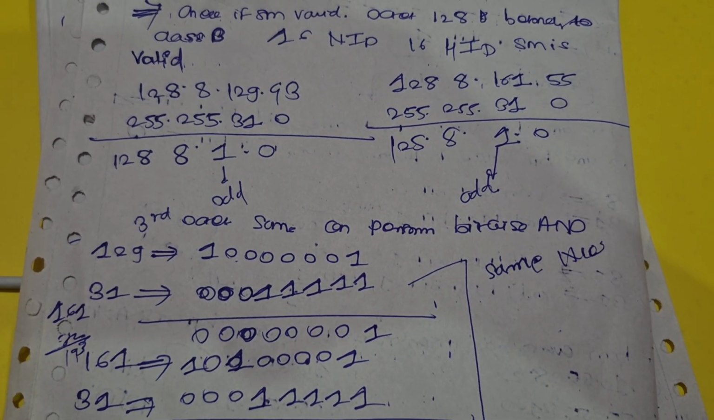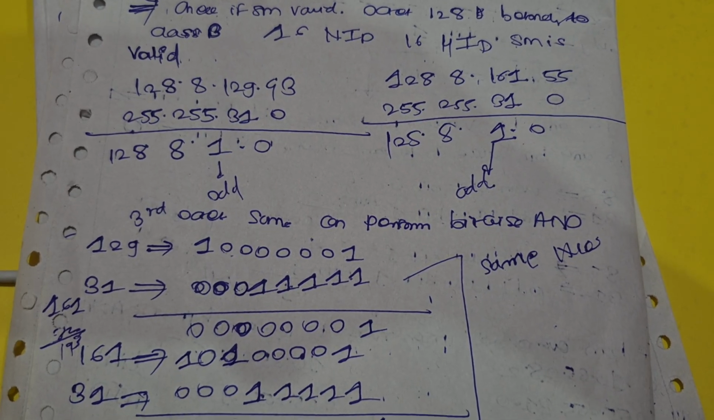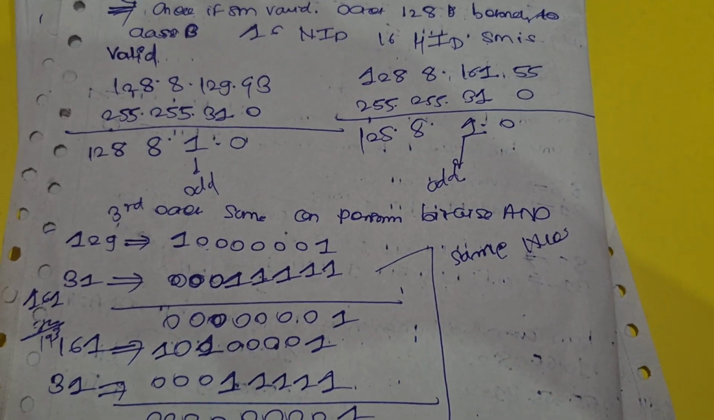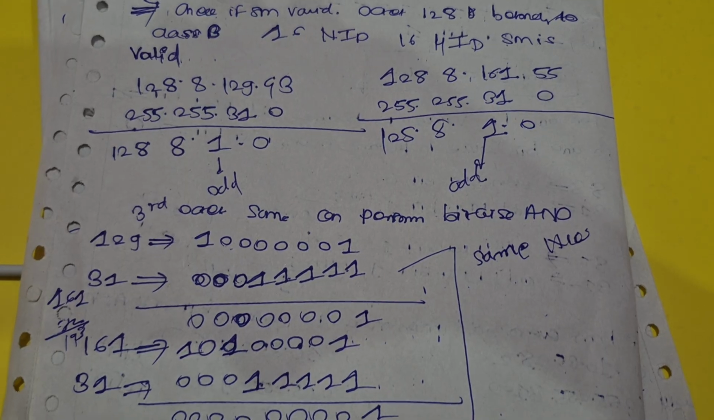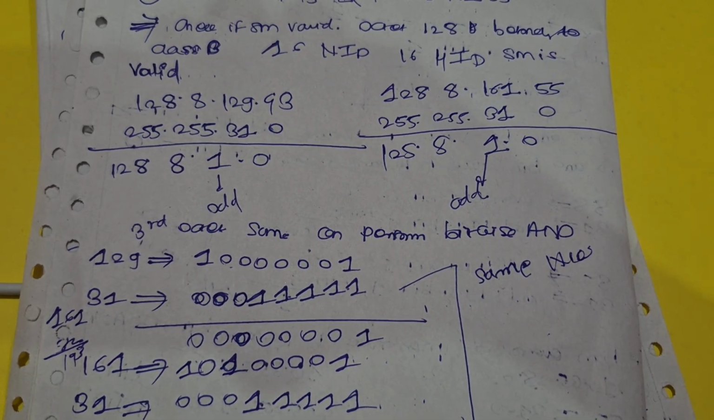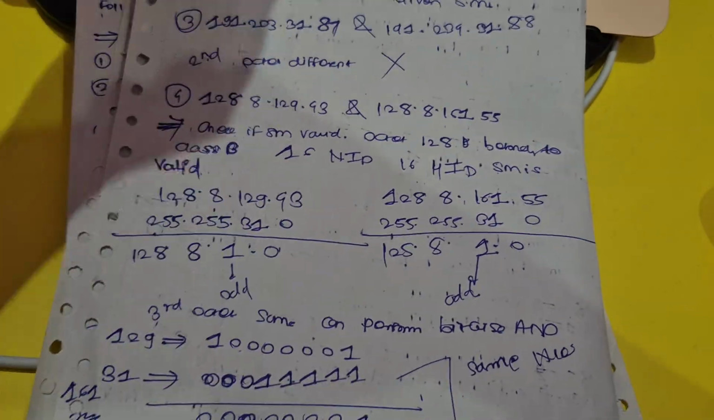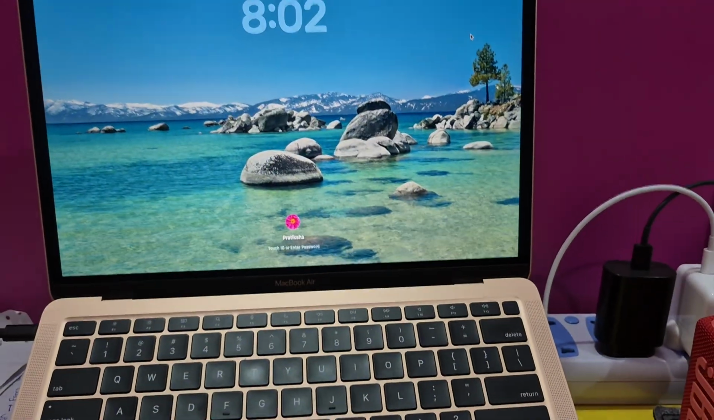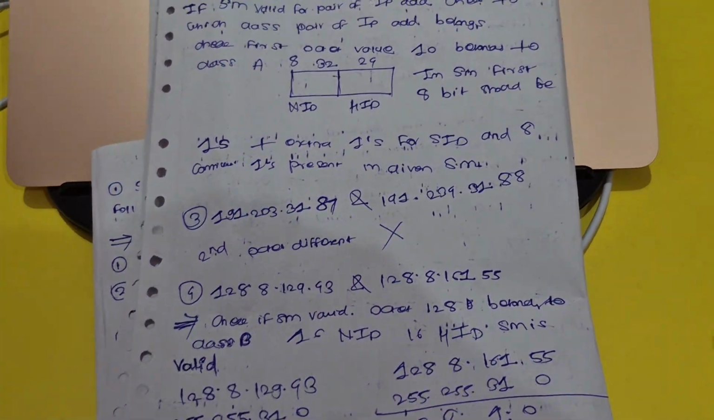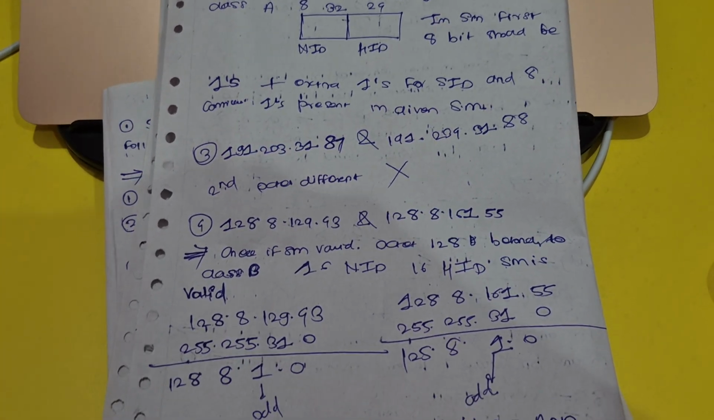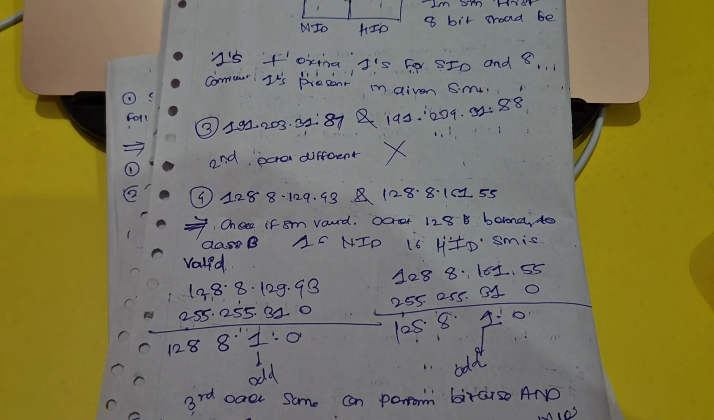That was the trick. Instead of wasting time doing bitwise ANDing, you can just use the even-odd concept on the last bit and then do the bitwise AND. That was the PYQ I've done for the subnetting concept. It was very basic, but a lot of things get covered here.